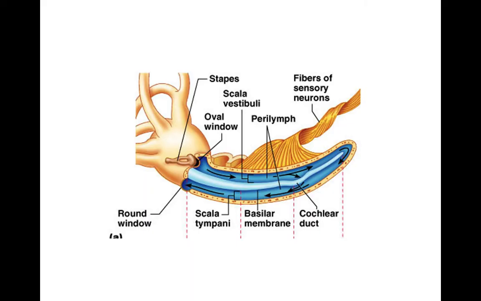When that fluid moves, it's going to cause the cells of the organ of Corti to be stimulated. That's going to send an action potential out through the fibers of these sensory neurons that you see. That's the vestibulocochlear nerve, or the auditory nerve. And that very simple process of one structure leaning on another, causing a little bit of movement, allows for you to hear all of the rich sounds that you hear.